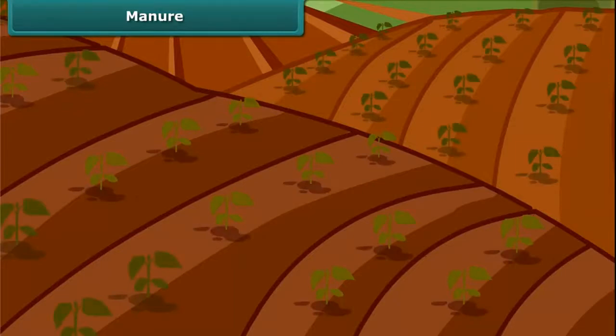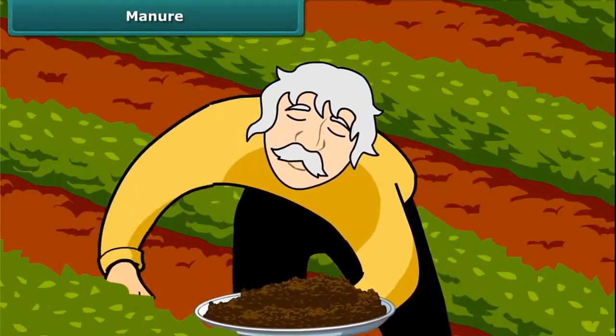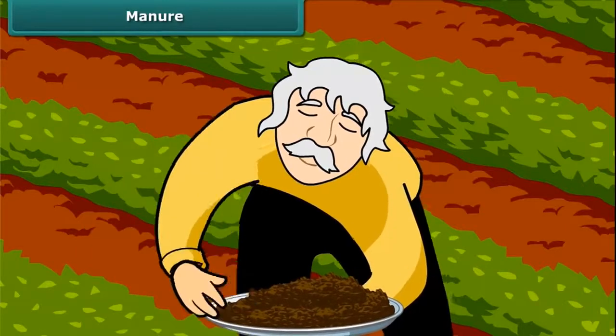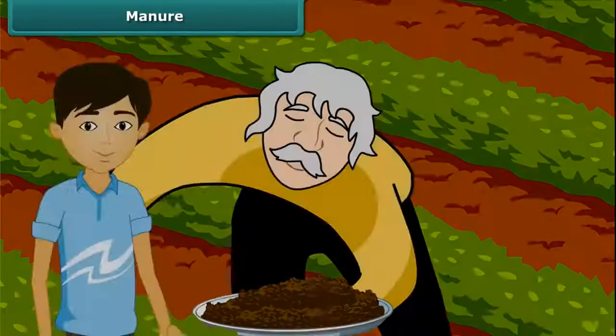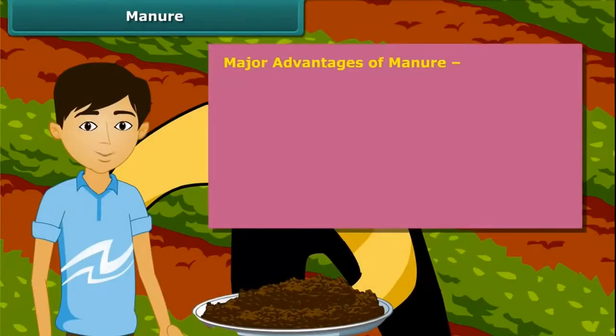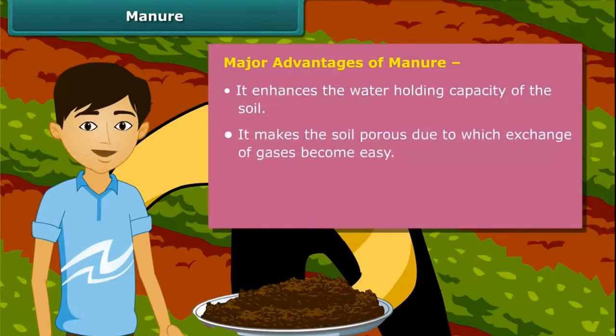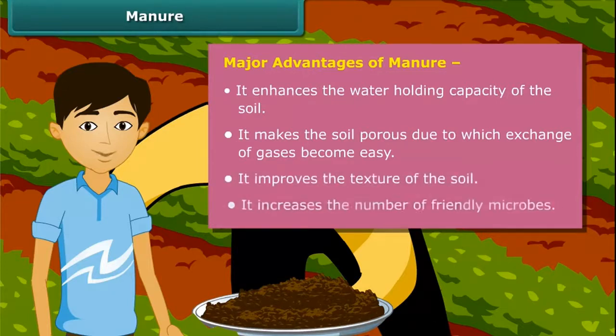Soil fertility and nutrients are reduced due to repeated cultivation of crops year after year. Farmers therefore add manure to the fields to replenish the soil with nutrients. This process is called manuring. Now let us look at some of the major advantages of organic manure. Manure enhances the water holding capacity of the soil. It makes the soil porous, due to which exchange of gases becomes easy. It improves the texture of the soil. It also increases the number of friendly microbes necessary for a healthy crop.